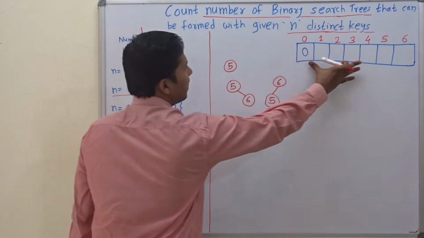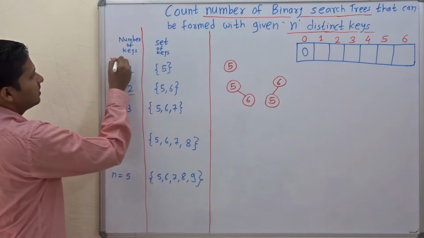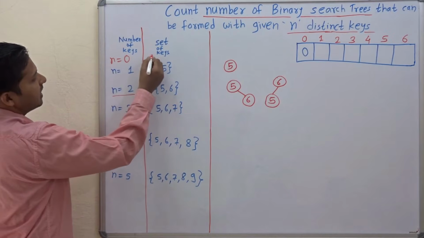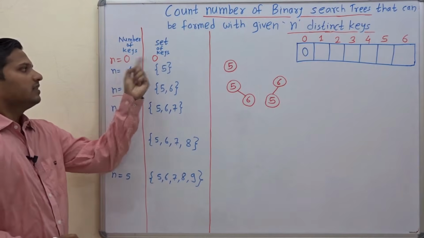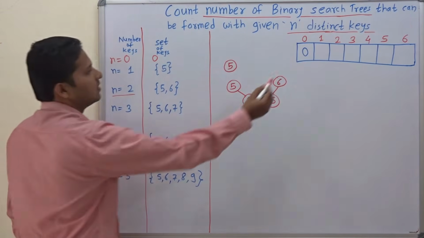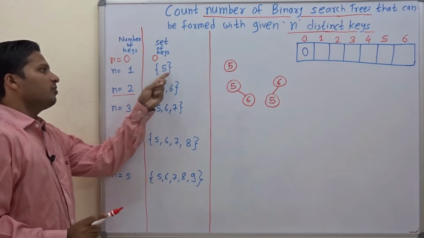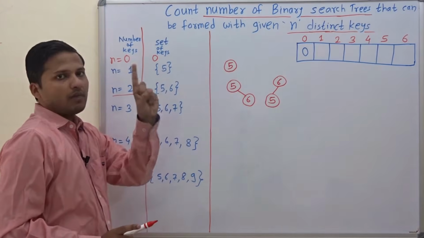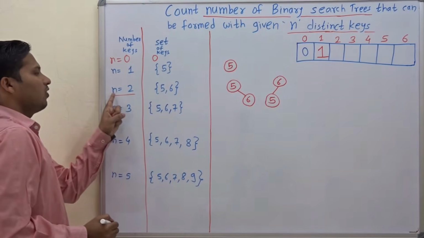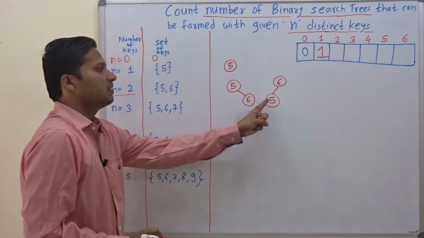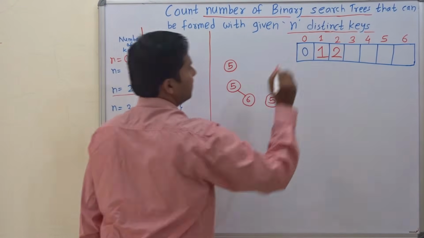So let's fill the values in this array. For n equal to 0 keys, how many binary search trees can be formed? 0 binary search trees. Obviously, if there are no keys, then no binary search trees. Then for n equal to 1, how many binary search trees can be formed? One binary search tree can be formed. So I write here 1. Now for n equal to 2, how many binary search trees can be formed? Two binary search trees can be formed. So I write here 2.